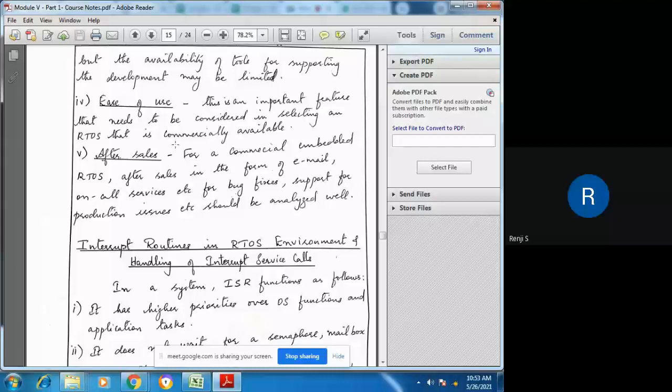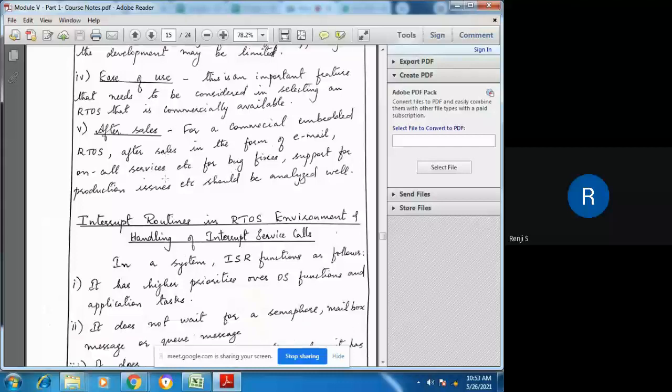Then after sales, for a commercial embedded RTOS, in the form of email or on-call service. If any problem arises, we have to contact the concerned third party, by email or on call, for fixing the bugs and for supporting production issues, etc. And only with proper support should we choose an RTOS.